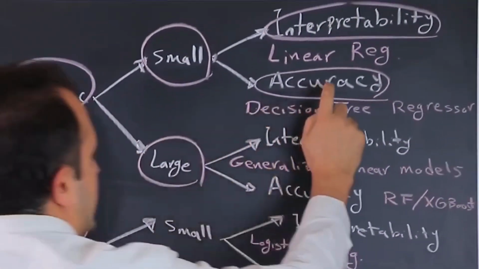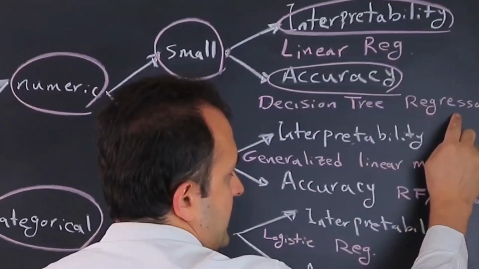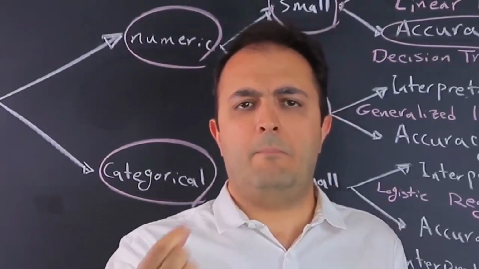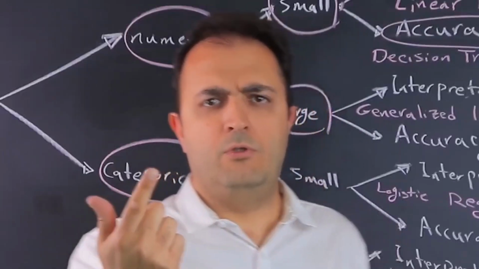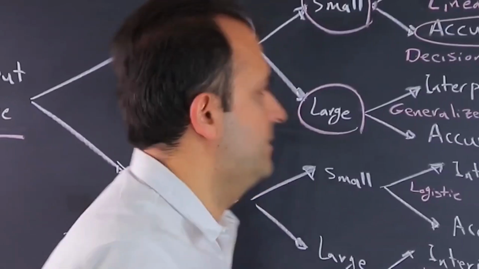But if accuracy is important to us, the method we use is the decision tree regressor. Like what? Like predicting a newborn's weight based on a limited set of medical features. Accuracy is very important to us, but the interpretation isn't that important.